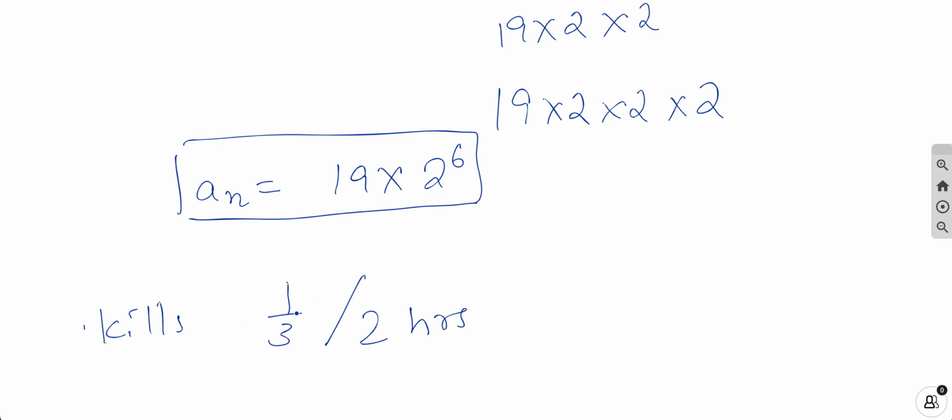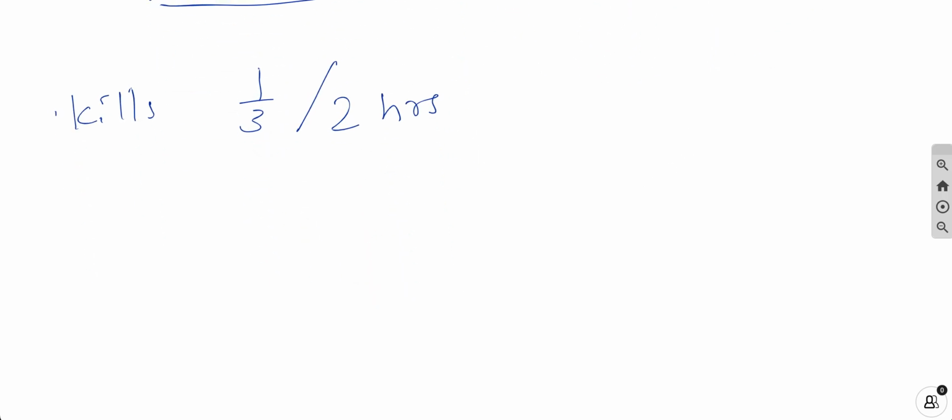And then what is happening now? The ratio is 1/3 for every 2 hours. And then what will happen to the bacteria? So now I know that my first term is how much? 19 times 2 raised to 6, which is 1216 bacteria.